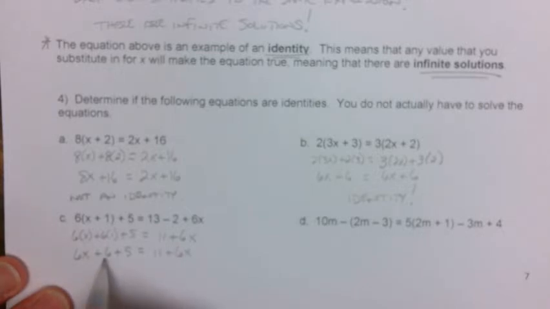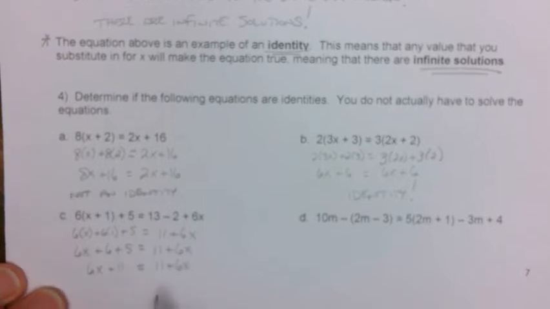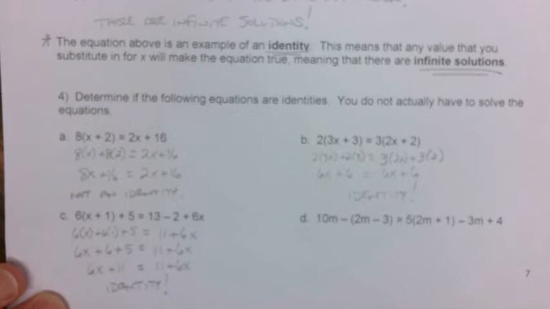And on the left, if I do 6 plus 5, that is 11. 6x plus 11 equals 11 plus 6x. Remember that addition is commutative, so I could reverse the order. 6x plus 11 equals 6x plus 11. It's the same expression on each side, so this is also an identity.